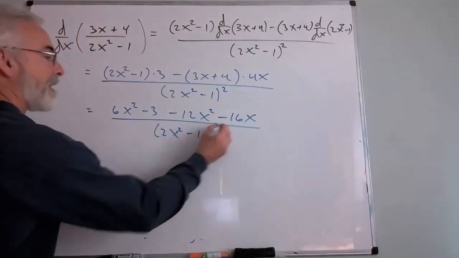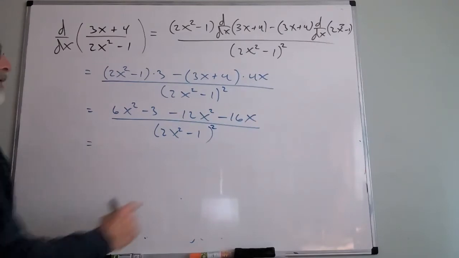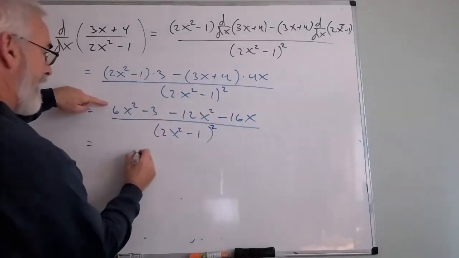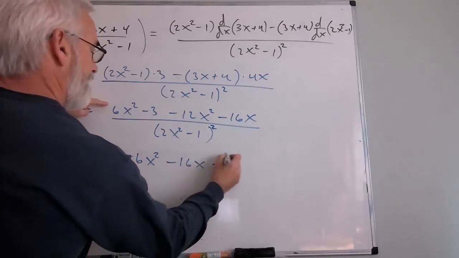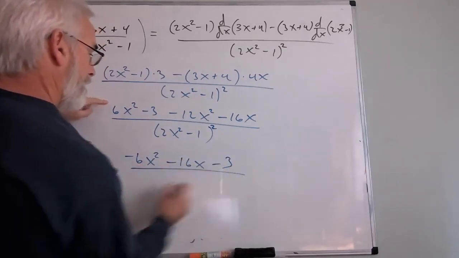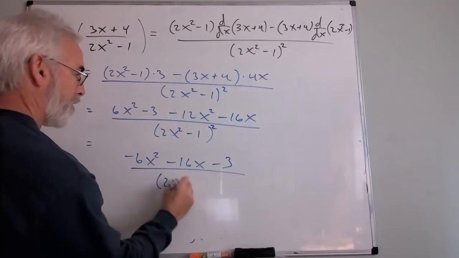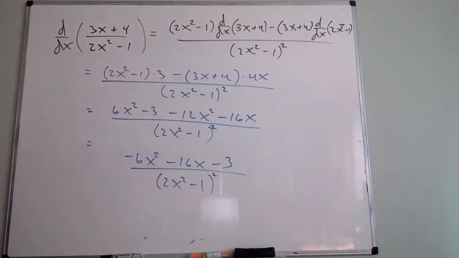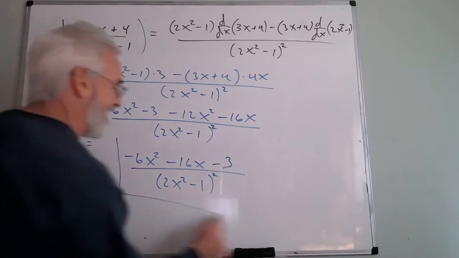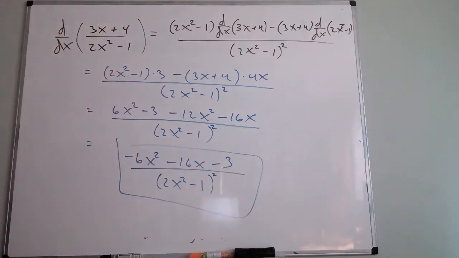Okay. And finally, let's combine like terms. So I have negative 6x squared, negative 16x, negative 3, all over 2x squared minus 1 squared. Now, if I could factor the numerator, I would. It turns out it's not factorable. So therefore, this is the best answer I can possibly give. That is the derivative of that quotient, and that is using the quotient rule.